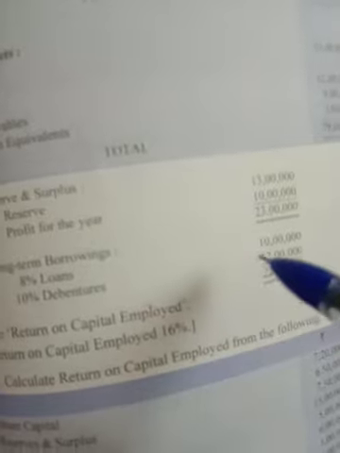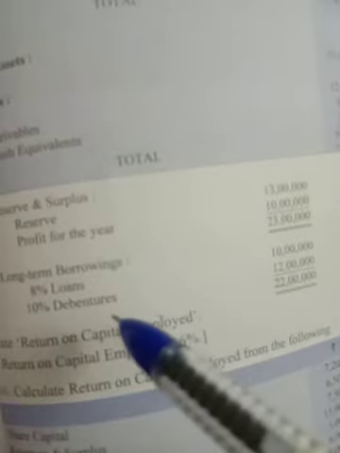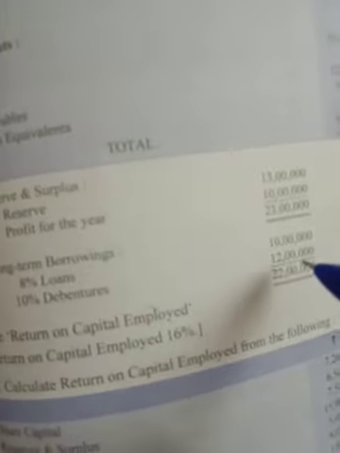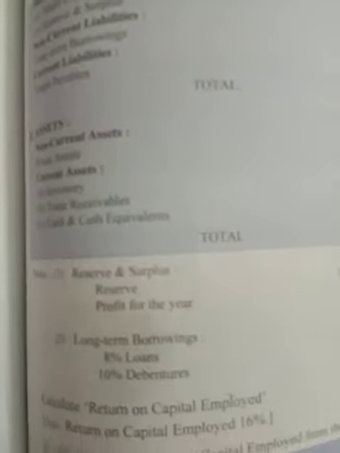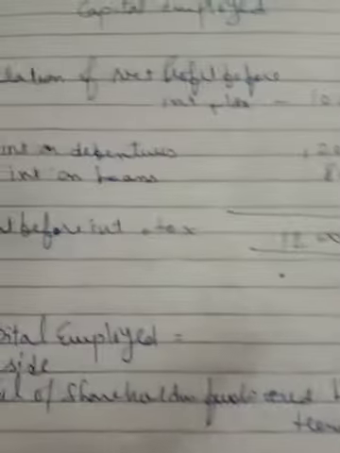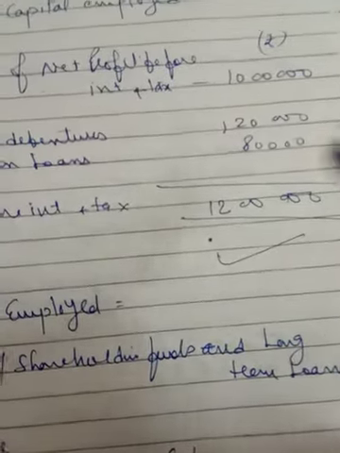So interest on loan at 8%, that is definitely 80,000. 10% debenture for 12 lakh, that is 1,20,000. How can you calculate this? 12 lakh into 10 by 100 and 10 lakh into 8 by 100. In this way you will have the interest on debenture and interest on loan. By adding up you will get the net profit before interest and tax. Dividend is not there, so ignore this, and tax is also not there, so ignore this. So net profit before interest and tax is 12 lakh after adding up.